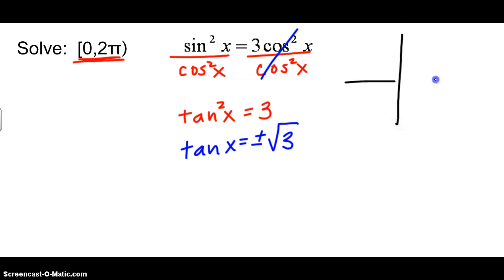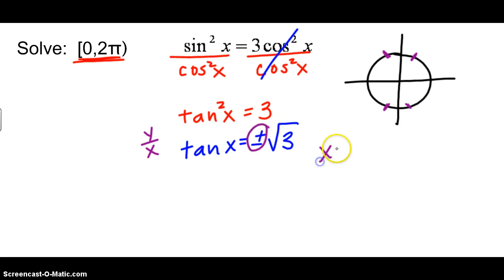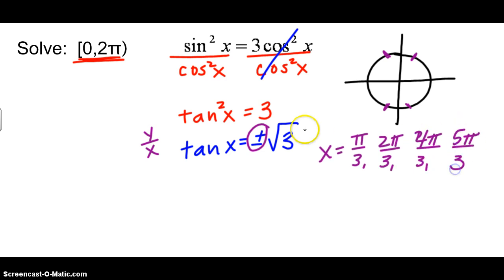Thinking about your unit circle, where are my y over x values going to simplify to plus or minus root 3? It's going to happen up here, down here, because I've got that plus and minus. So I need 4 answers. X will be equal to pi over 3, 2 pi over 3, 4 pi over 3, and 5 pi over 3.